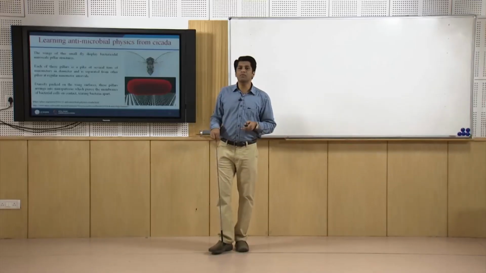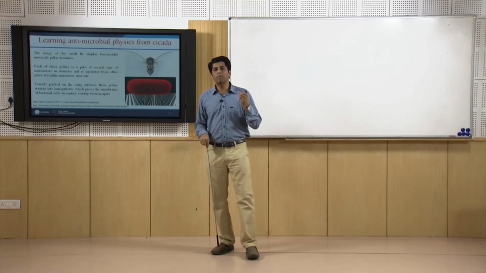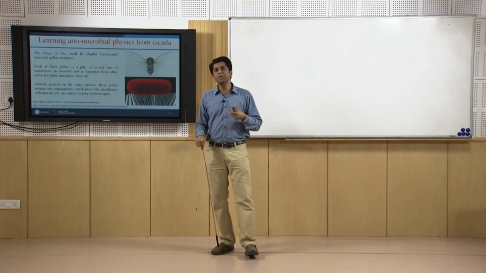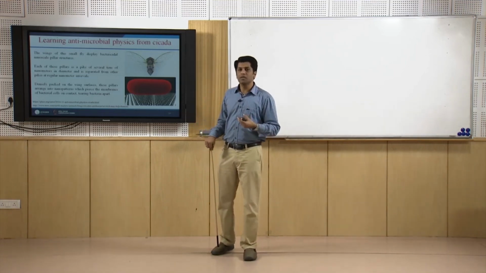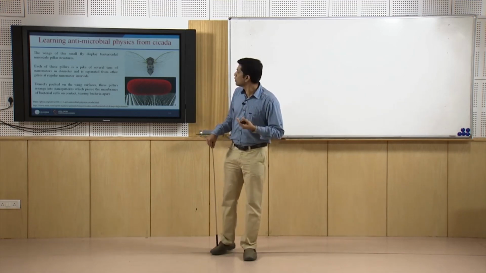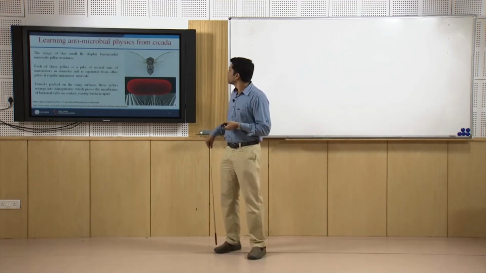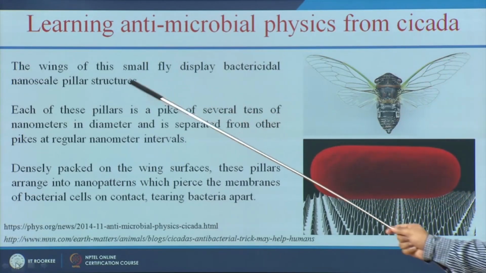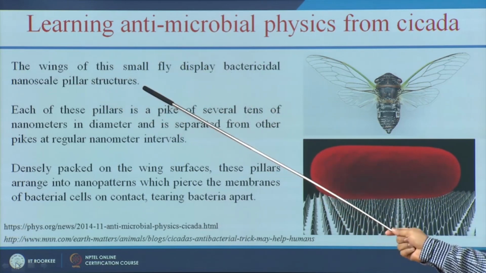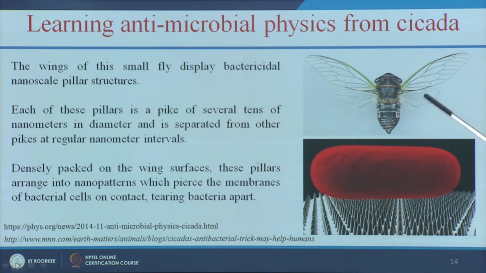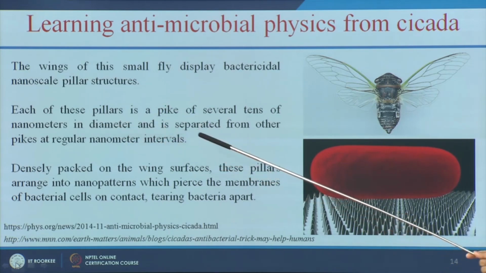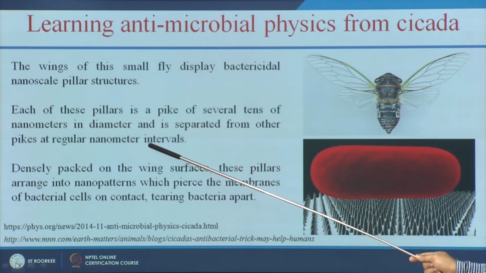And one of the major problems we are facing nowadays is microbes like bacteria getting resistant to antibiotics. So we have to develop new antibiotics to kill all those bacteria. Day by day it is increasing. So what we can do is take the idea from nature. One important example is the cicada fly. The wings of this small fly have a nanoscale pillar structure. You can see here these wings have this kind of nanoscale pillar structures, and these pillars are nanometers in diameter and separated at nanometer intervals.